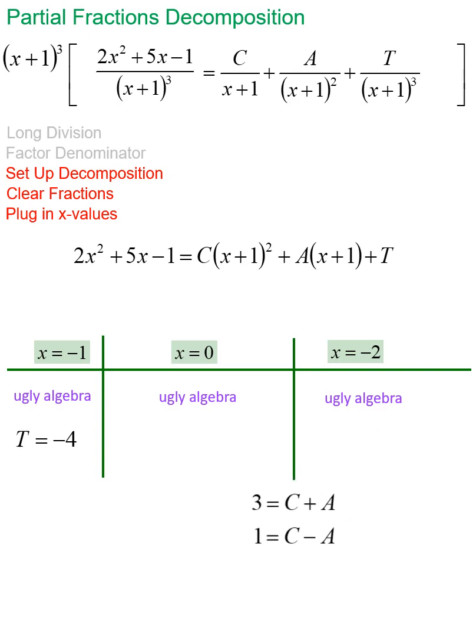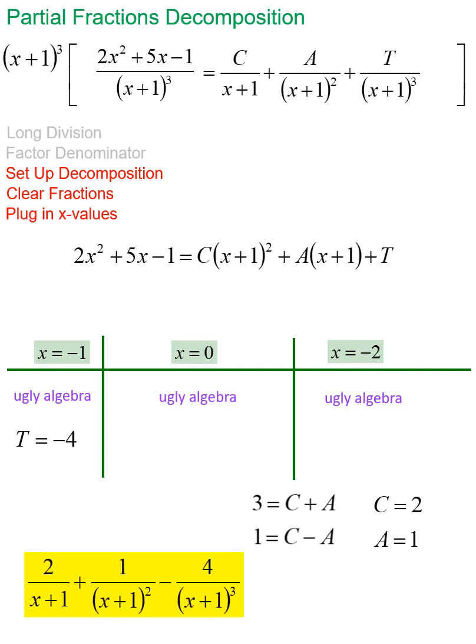So I can put those together as a system of equations. Now this video is not about systems of equations, but presumably if you're here, you know how to solve systems of equations. Ultimately, algebra not shown, this system of equations has c equals 2 and a equals 1 as its solution. And so now that I have the values of a, c, and I had already gotten the value of t, I now have my final decomposition for this fraction.